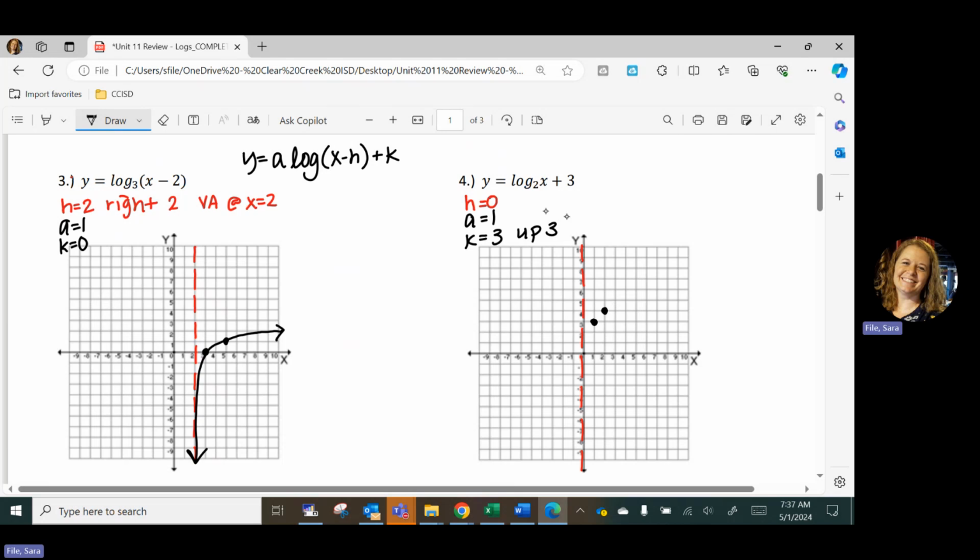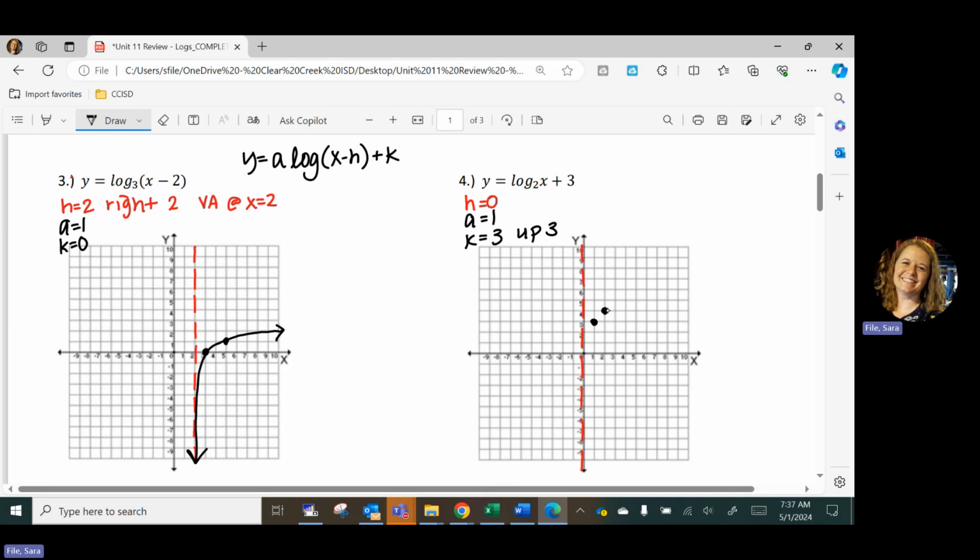And that would make sense. If I plugged in a 2, log base 2 of 2 would be 1. 1 plus 3 is 4. So there's a point at 2, 4. You'll feel okay about that? You can get additional points. You can use Desmos for more, but a couple points is probably good.